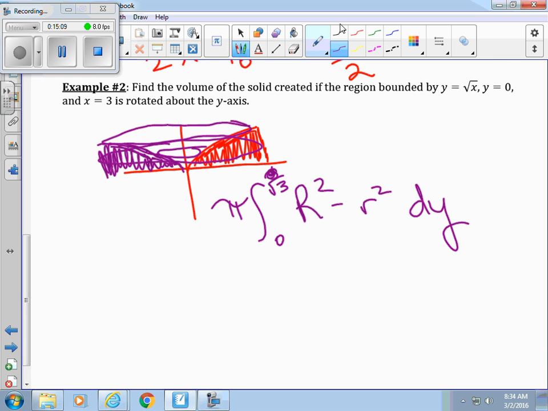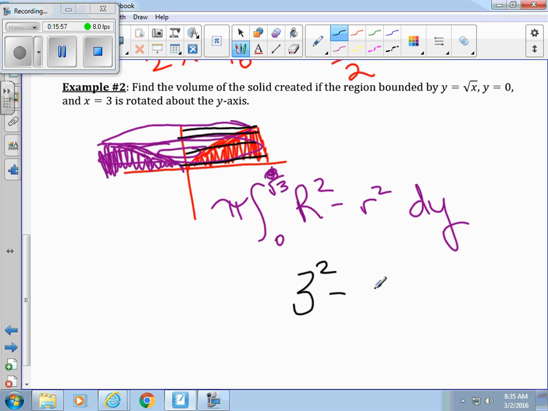What is my outside radius? If I look at these circles on the outside, no matter where I am along the curve, what is the outside radius? X squared or y squared? 3. Why 3? Does everyone agree that it's 3 units out? It's kind of a vertical line we're using. X equals 3 is that outside radius, right? So the outside radius is 3. Almost too easy, but would you agree all of those outside circles, you've got kind of a cylinder on the outside.